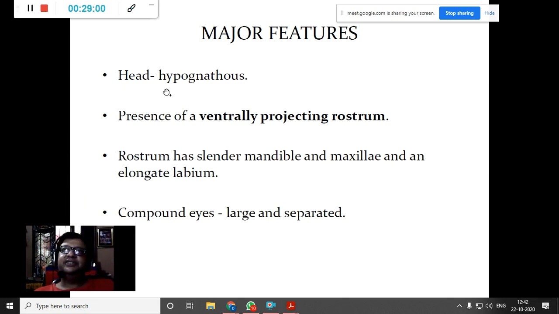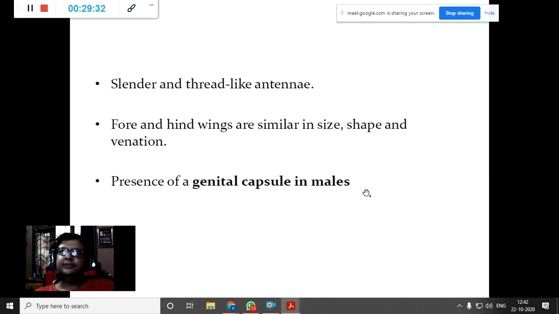The major feature is the head is hypognathous, with a presence of a ventrally projecting rostrum. The rostrum has slender mandibles and maxillae, elongate labium, but long wings, head hypognathous and ventrally projecting rostrum. So there is a protrusion coming out from the rostrum. That is an important characteristic. This rostrum is a ventrally projecting rostrum. The rostrum is a protrusion which comes out like a horn, you can say.